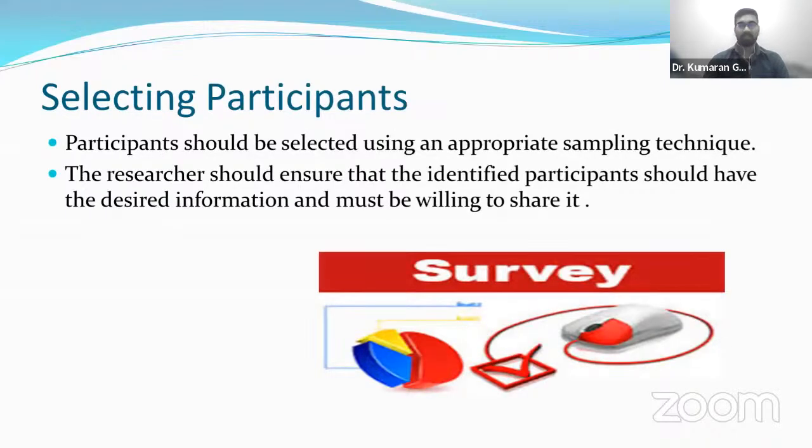Okay, so selecting participants, as I told you, you must use the appropriate sampling techniques. As a researcher, we must know what kind of sample we want to use, and we must ensure that the identified participants have the desired information and are willing to share it. This applies to, for example, purposive sampling.